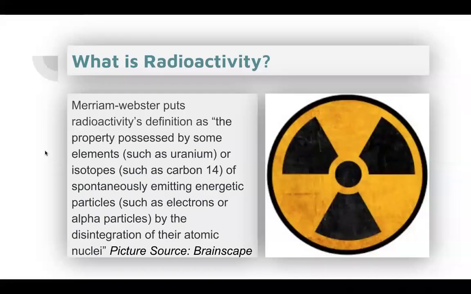What is radioactivity? A dictionary named Merriam-Webster puts the definition as the property possessed by some elements, such as uranium, or isotopes, such as carbon-14, of spontaneously emitting energetic particles, such as electrons or alpha particles, by the disintegration of their atomic nuclei. Now, that may just seem like a bunch of nonsense to you, but simplified, that means you have an atom that's sick, but sneezes out a particle and suddenly becomes better again. That's basically radioactivity simplified.